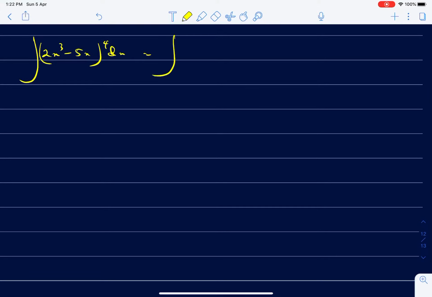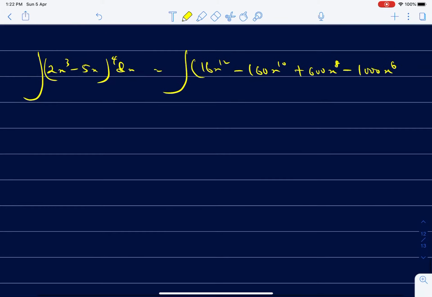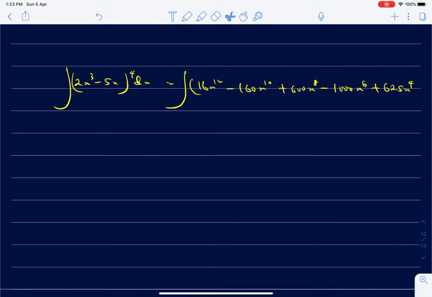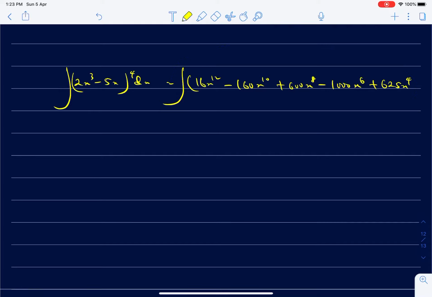What we do here is expand (2x cubed minus 5x) raised to the power 4, and that's going to give us 16x raised to the power 12 minus 160x raised to the power 10 plus 600x raised to the power 8 minus 1000x raised to the power 6 plus 625x raised to the power 4 dx.